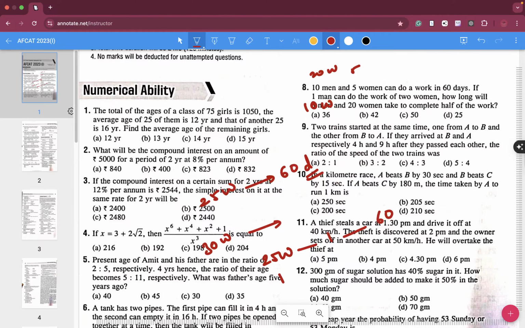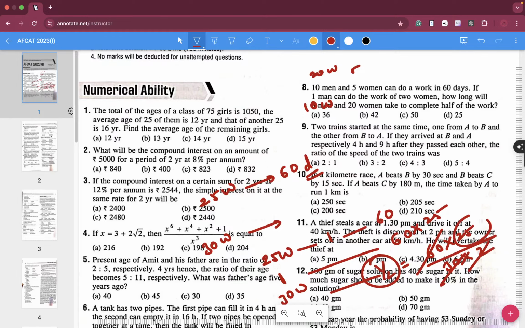If only one woman was there and she has to do one work, this many days would be needed. But you have 30 women, and you have to do only half of the work. So this is 60 into 25 divided by 30, and then divided by 2 for the half. This one gone, this one gone, this one gone. What we are left with is 25. So half of the work will be done in 25 days. This is the concept of the unitary method.